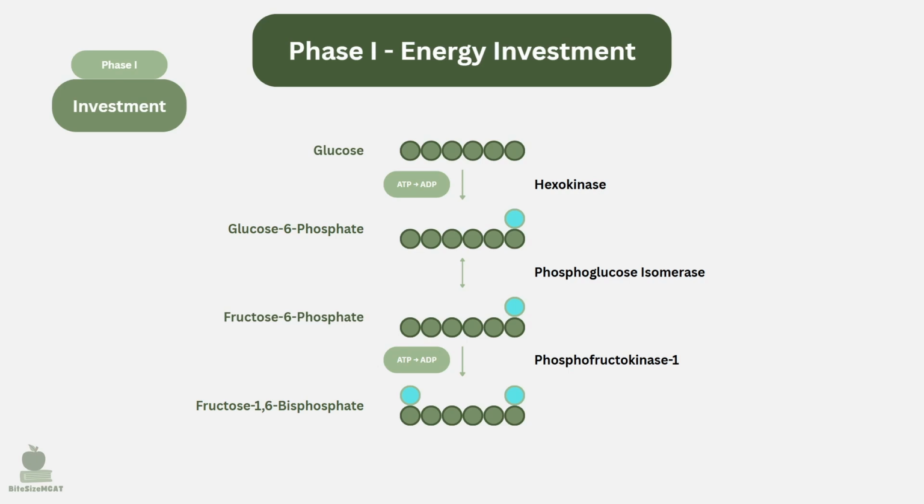PFK1 is actually, interestingly, going to be our major control point and rate-limiting step of glycolysis. Normally in biochemistry, our first step, such as hexokinase, is going to be rate-limiting. But glucose 6-phosphate can be in the cell from other pathways, such as glycogenolysis. So we have to have a rate-limiting step that is after the production of glucose 6-phosphate. In this case, PFK1 takes that job. So here's your general roadmap for phase 1.